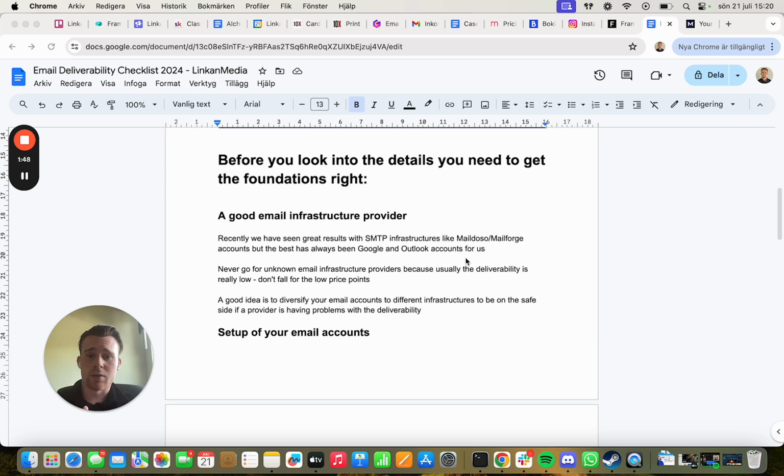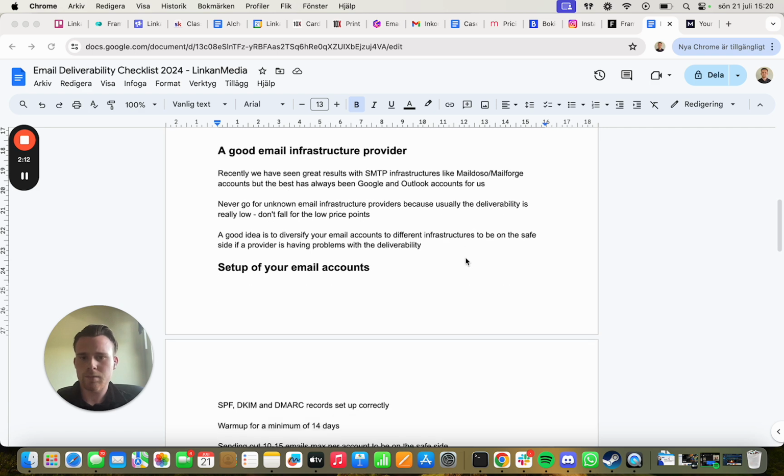A good idea is also to diversify your email accounts across different infrastructures to be on the safe side if a provider is having problems with deliverability. So if you, for example, only go for SMTP infrastructures like Mailforge and they're having problems, your emails are not getting opened and you cannot rely on another infrastructure basically. So try to use different infrastructures to diversify.